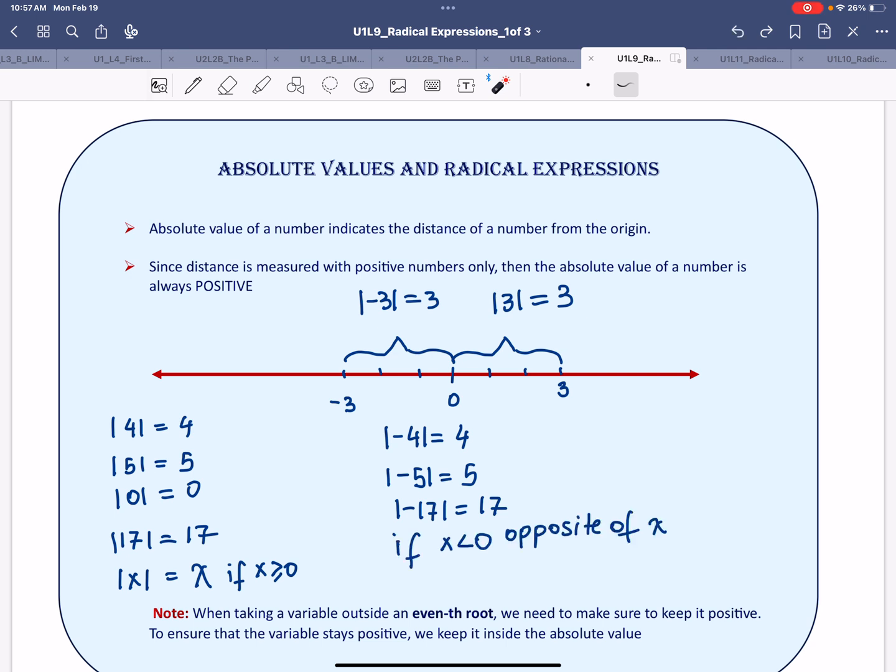However, if x is a negative number, like all these examples we looked at, then the answer will be the opposite of the number inside the absolute value, so the opposite of x. The way we write it is: absolute value of x equals the opposite of the number inside it, providing that these numbers are negative. So we take the opposite of a negative to make sure that this entire number stays positive.